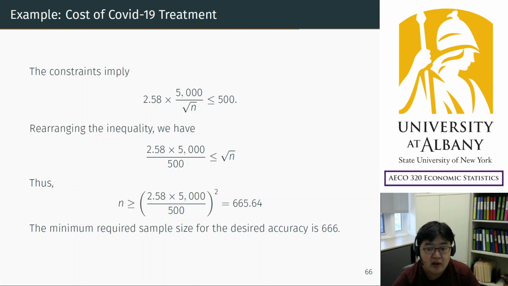665.64. But of course, sample size needs to be a natural number. So the decimal places don't mean anything. So you have to find the smallest natural number satisfying this inequality. So 666 is the smallest sample size that satisfies this inequality. So you need a sample size of 666.